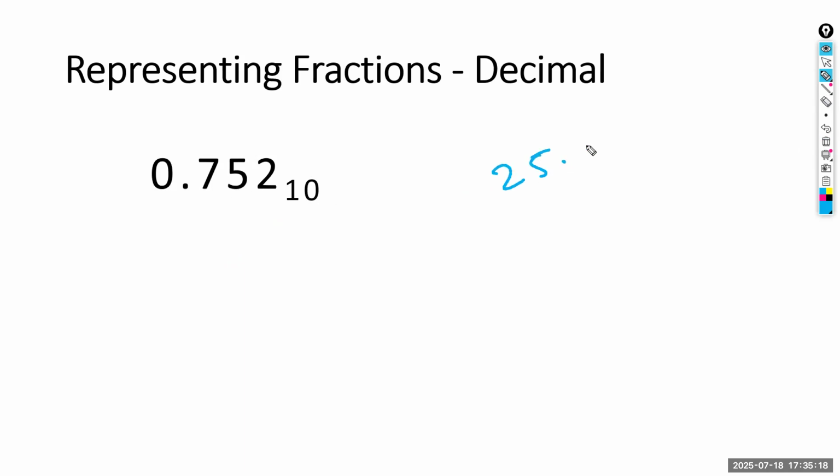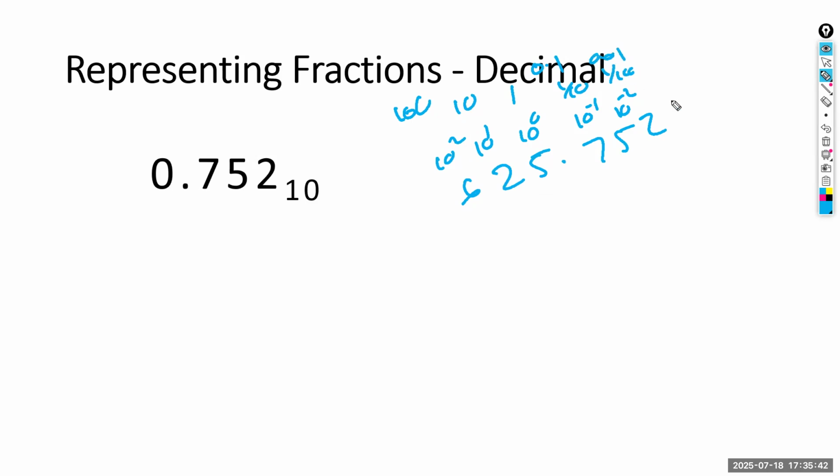Remember, this is 10 to the power 0 or 1s, 10 to the power 1 or tens, 10 to the power 2 or 100s. But this is 10 to the power minus 1 or 1/10 or 0.1s. This is 10 to the power minus 2 or 1 over 100 or 0.01s. This is 10 to the power minus 3 or 1 over 1000 or 0.001s. So 0.1 into 7 is 0.7. 0.01 into 5 is 0.05.